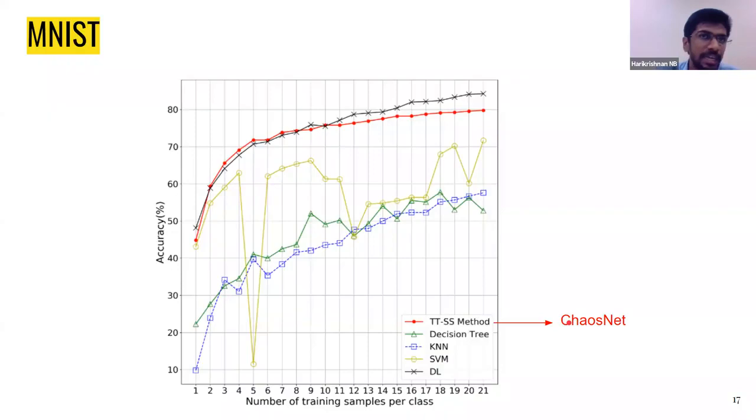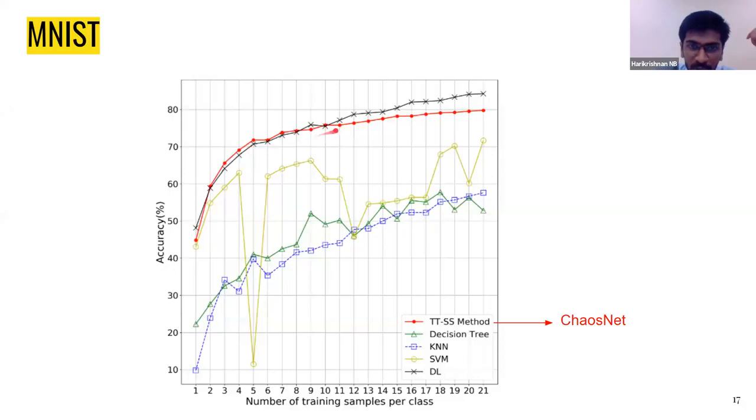You can see that up to around 10 samples, ChaosFEX and ChaosNet slightly outperform the DL architecture. The black color is the DL architecture. Of course, in between, DL also outperforms ChaosFEX slightly, but after eight samples DL outperforms ChaosFEX. And you can see that ChaosNet outperforms the other algorithms in this case.